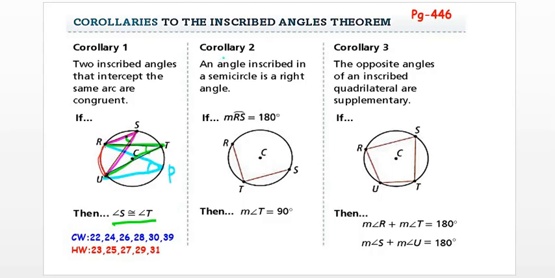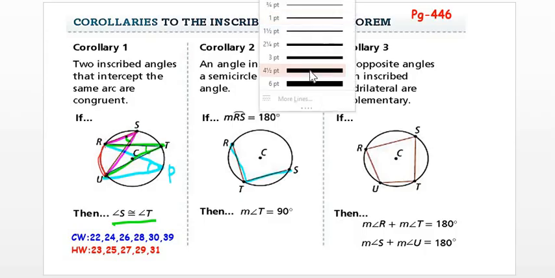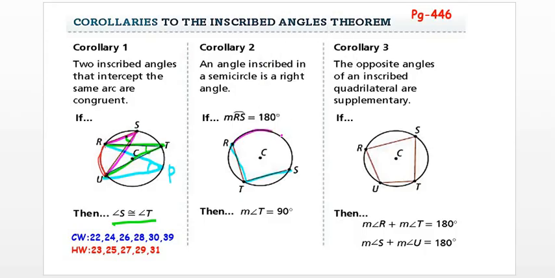What is the second corollary? It says an angle inscribed in a semicircle is a right angle. Now look at this angle RTS. Look at the arc RS, let me show you this arc RS, it's 180 degrees.